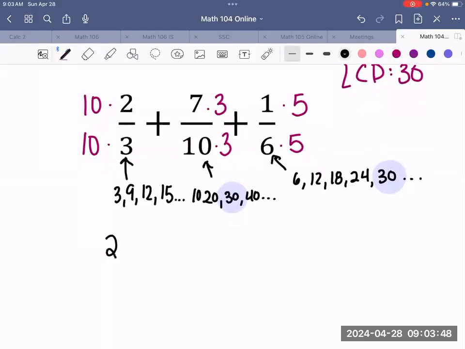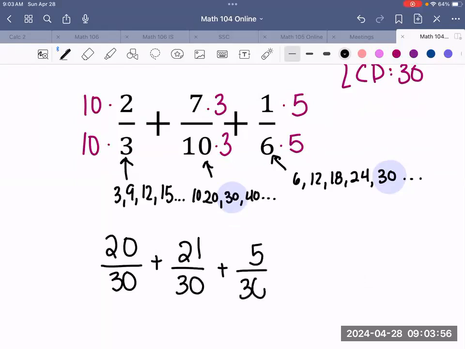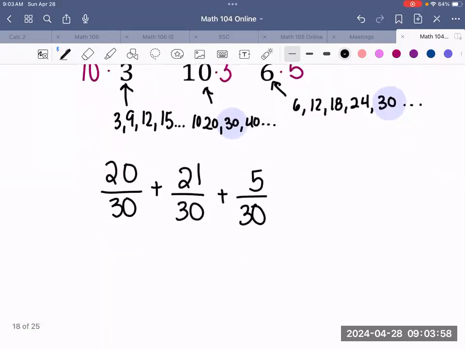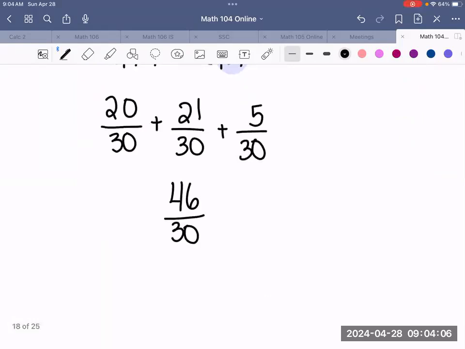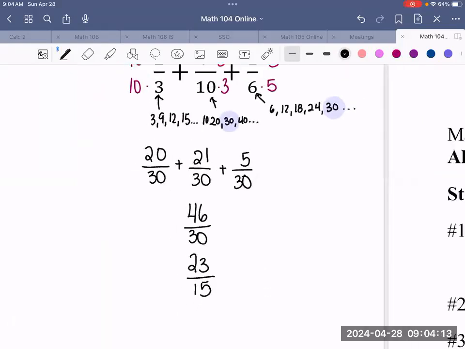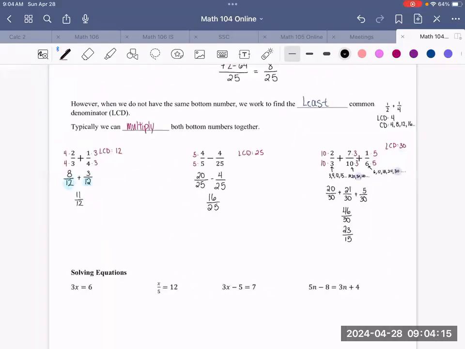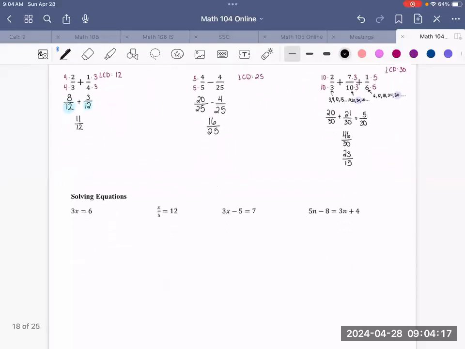So you have 20 over 30 plus 21 over 30 plus 5 over 30, which we can now add all of your numerators to get 46 out of 30, which these are both even numbers, so they do share values in common. So we can reduce that to 23 over 15. So that is adding and subtracting fractions.